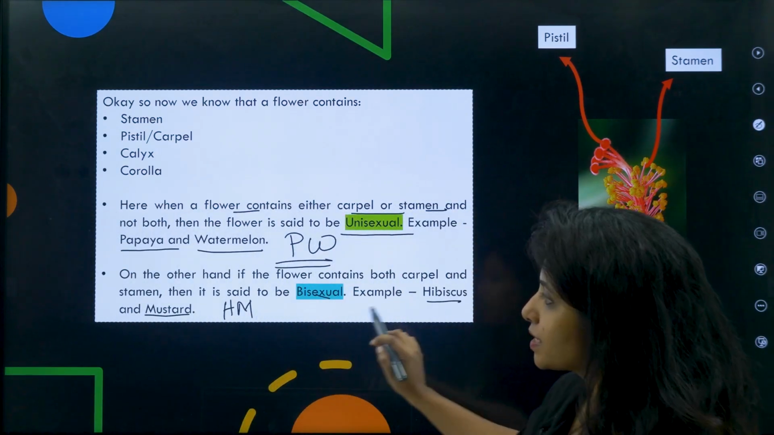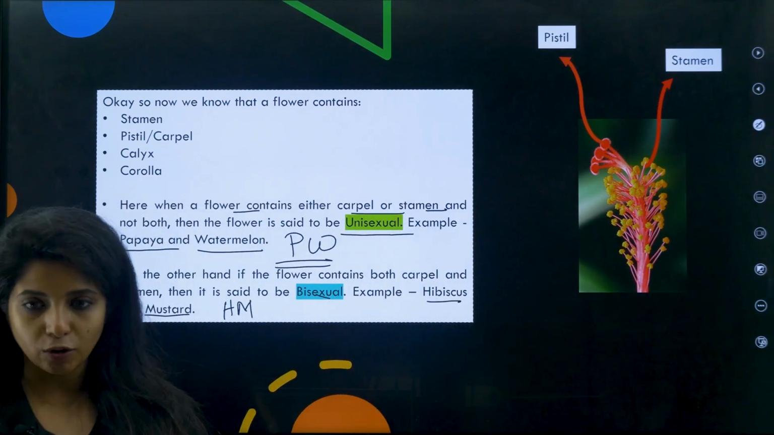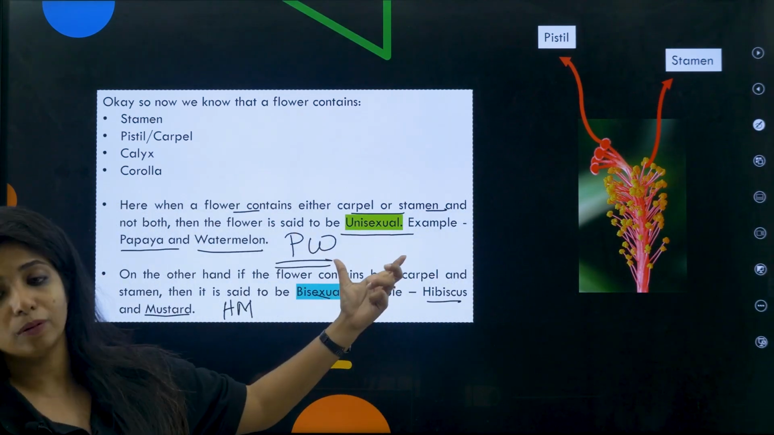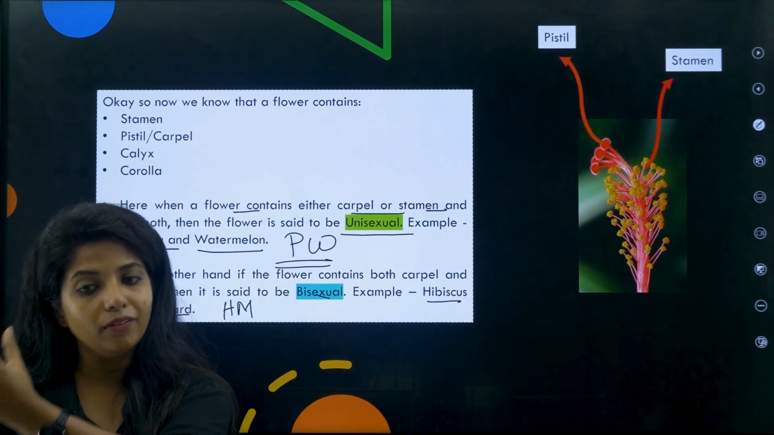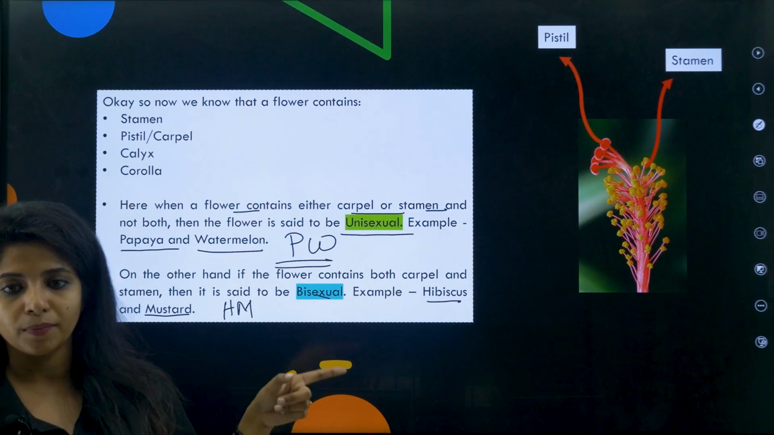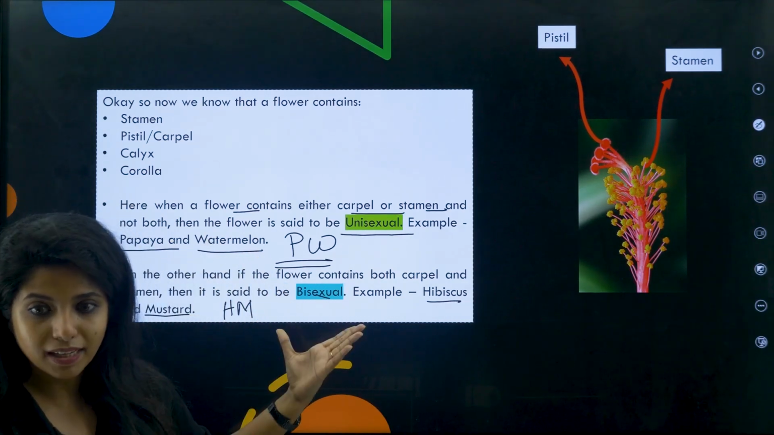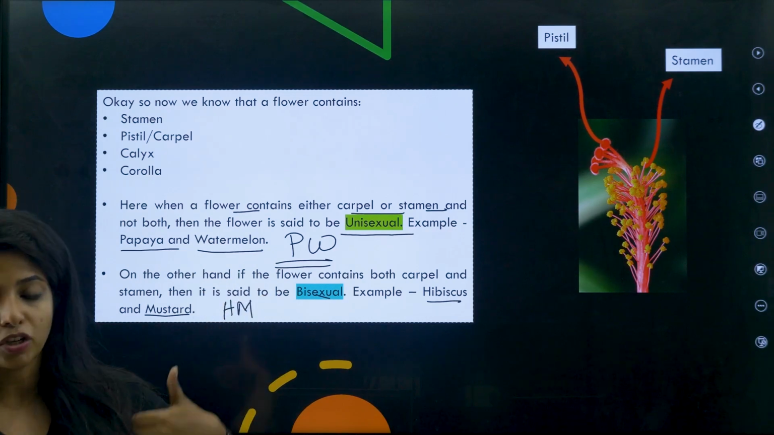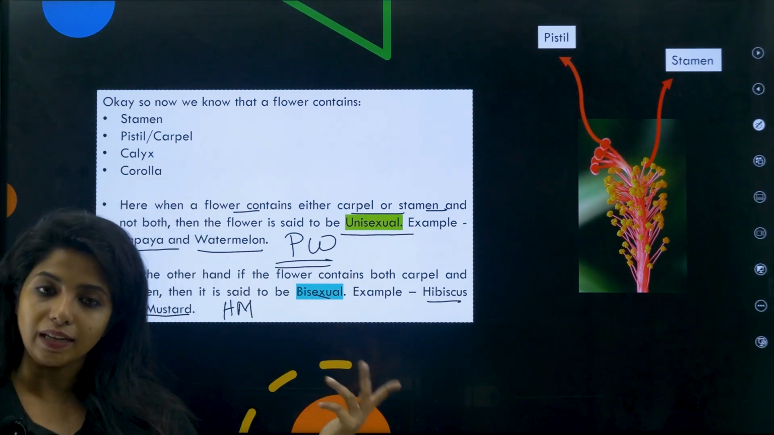So basically hibiscus and mustard have both the sexual organs, that is androecium and gynoecium, in a flower, whereas there are unisexual plants which have just one in one particular flower. In another flower, they will have the other one, and that's how they fuse. So the example is papaya and watermelon. Bisexual, so in H&M you find bisexual clothes as well, which are common for male and female. Everyone can wear it, so you can think like that.